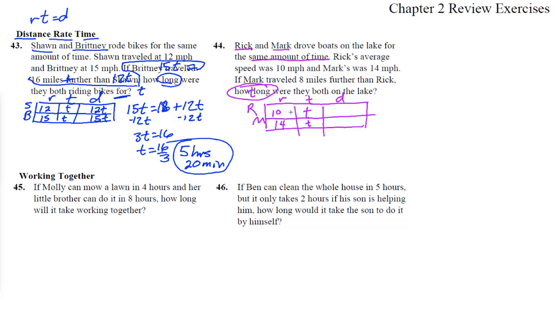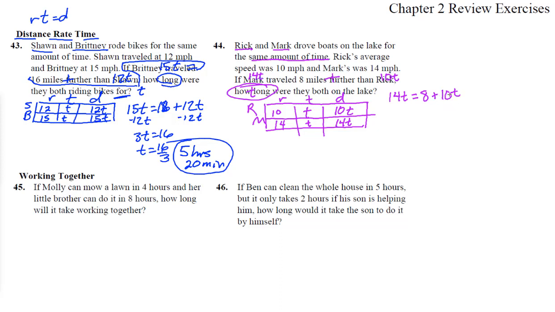Fill out the table. The distance Rick traveled is 10t. This times this equals that one. 14 times t equals this one, 14t right here. And so we have, if Mark, which was 14t, traveled 8 miles further, that's a plus, than Rick, and Rick is 10t. So this gives us our equation. 14t, that's Mark, traveled 8 miles further than Rick.